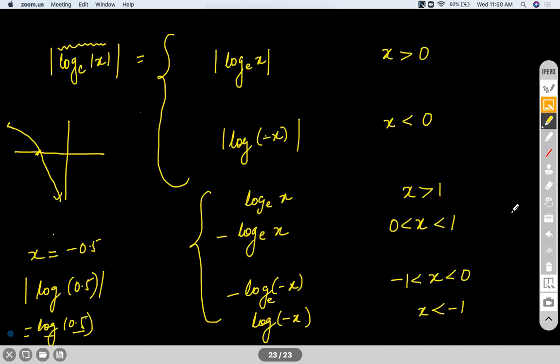That's basically, instead of taking a graph, you're taking values. Yes, yes. Okay, got it, sir. You okay?